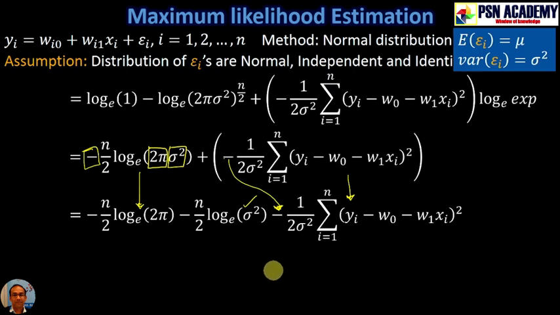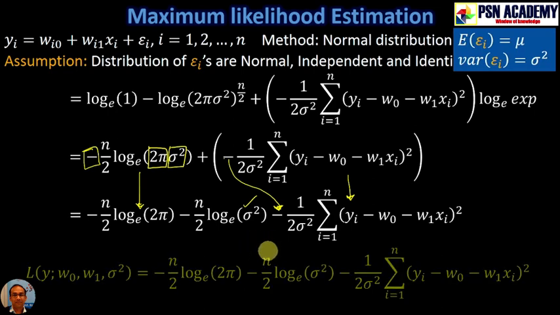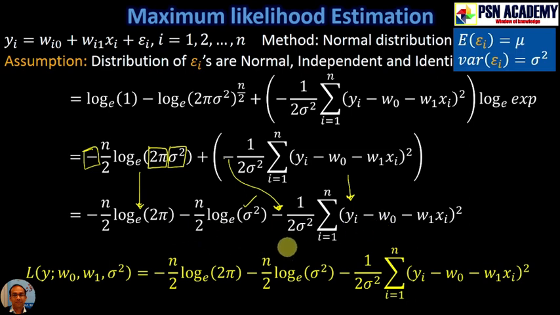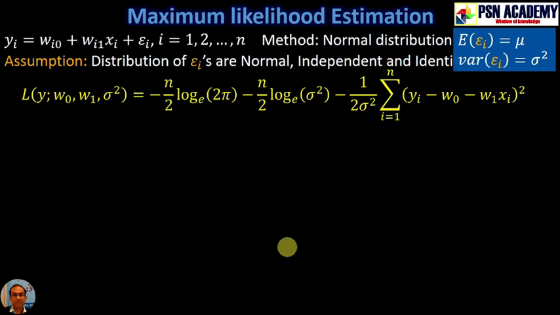So we have reached the ultimate point. We have nothing to do any kind of algebraic application further. So finally, we get the equation like this. So this is the equation we have to use. So this is the equation we got in the previous slide. And now we have to go for determining the values of W0, W1, and sigma square one by one.